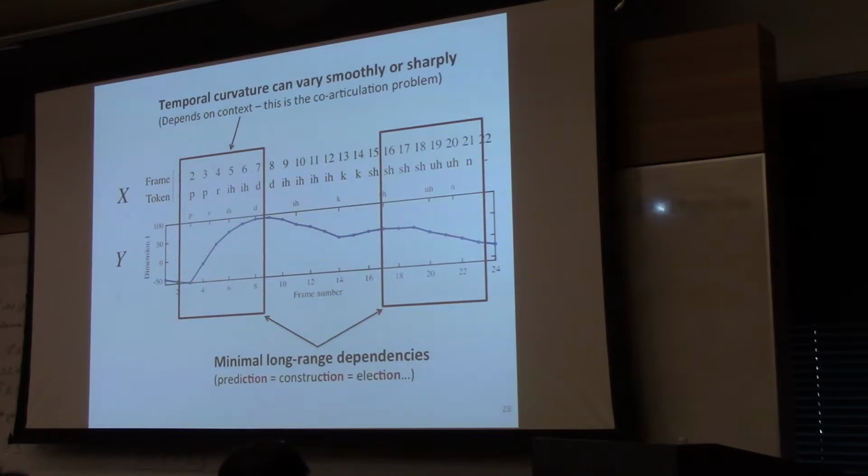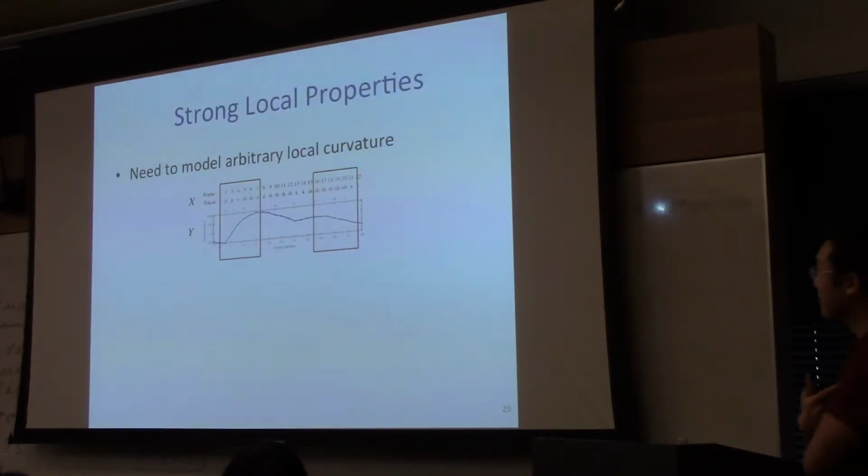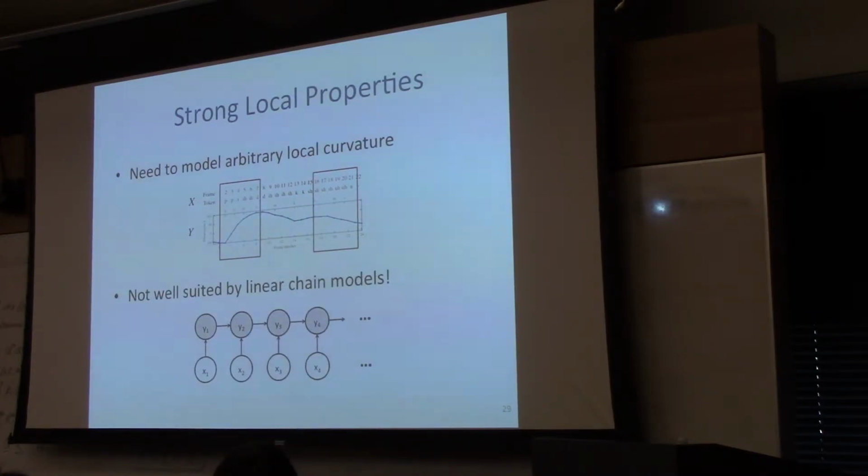So again, we have these same two properties as in edge detection. We have strong local properties, where we need to model arbitrary local curvature over multiple frames, which is not something that's well modeled by first order linear chain models, because these only model pairs of frames at a time, where this curvature clearly evolves in some way over multiple frames.